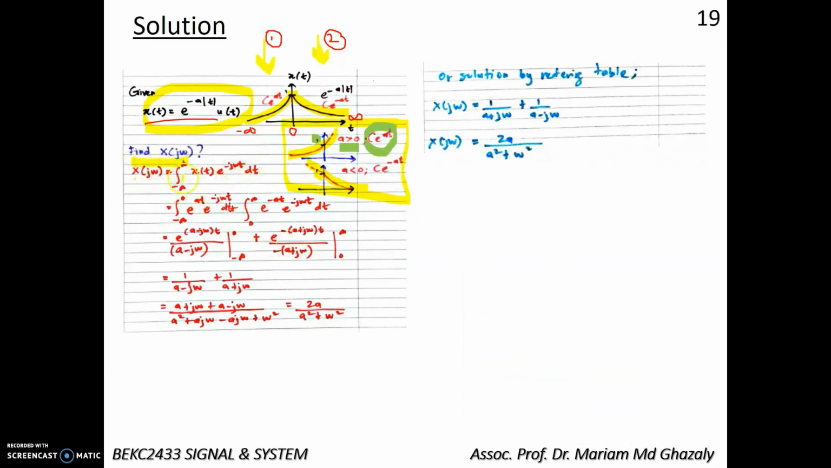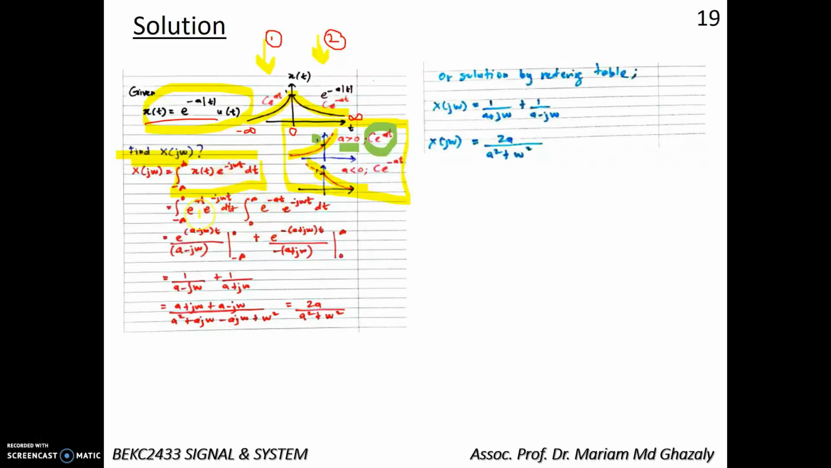So using the general equation given here, you will see that you have the integral from minus infinity to infinity of x(t) e to the minus j omega t dt. What you know is that x(t) is actually the signal. That is why we need to identify which one is the signal for C e to the minus a t and C e to the a t. We have identified just now that e to the minus a t is on the positive side of this graph, and C e to the a t is on the negative side. So this would be easy for you later to do the integration.